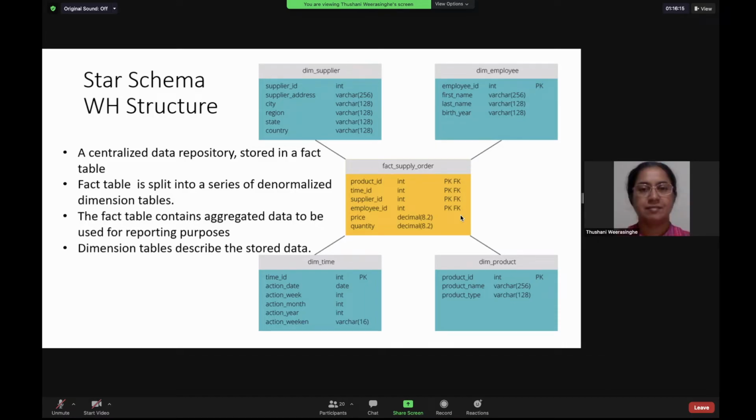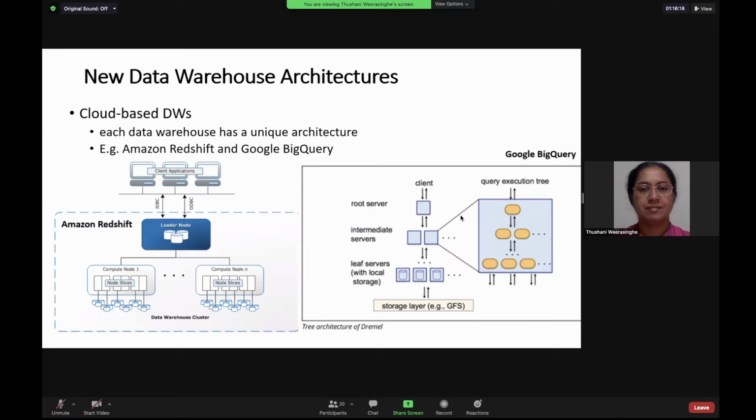Very nice. Okay. And then there are new data warehouse architectures, where you have the cloud-based data warehouses. So you have Google BigQuery and Amazon Redshift. These cloud-based data warehouses also need to be studied, because now you can see that these systems support access even by you for your work. If you want to use this kind of infrastructure for analytical purposes, then you can use their infrastructure.